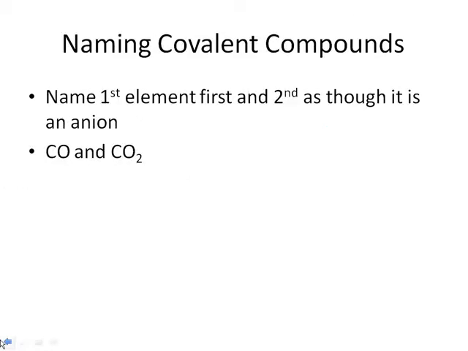When we name covalent compounds, that means we need some information in the name that tells us specifically how much of each element there is. We're still going to name them as though they're a cation and an anion. So we'll name the first element first, just using its name, and we'll name the second element as though it's an anion. And you actually already have some real-life experience with this. Take a moment and think about what is the name of CO and what is the name of CO2? Got those in your head?